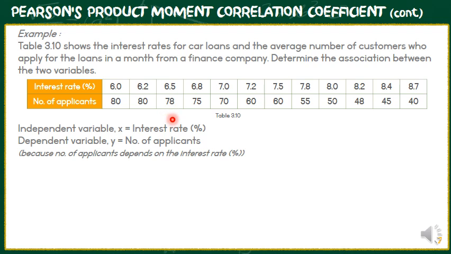So in this example, interest rate and number of applicants. Does the number of applicants depend on the interest rate, or does the interest rate depend on the number of applicants? Generally, the lower the rate, the more people apply. So that's why interest rate is X, number of applicants is Y. Why? Because the number of applicants depends on your interest rate. Alright? So if asked to find the association, use R.